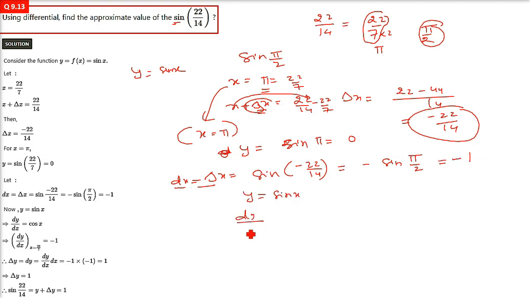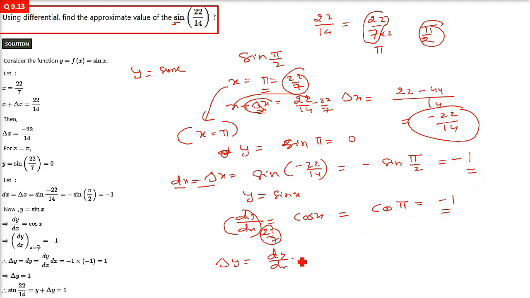Now let us differentiate. y is sine x, dy by dx is cos x. We have to find dy by dx at x equal to pi, that is 22 by 7. That is cos pi we have to find out. 22 by 7 is pi only. So it is negative 1. Cos pi is negative 1. Okay. Now delta y is equal to dy by dx into delta x. dy by dx is negative 1. Delta x is negative 1. Negative 1 times negative 1 is positive 1.